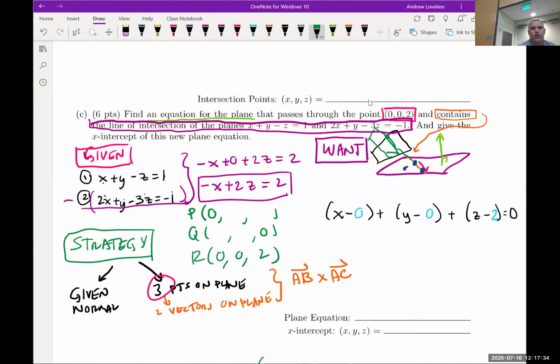Okay, so let's find those points. So if x is 0, what do we get for z? We get 2z equals 2. So z is 1. And then you go back to either one of these. If x is 0 and z is 1, you should get the same y. So I like to plug it into both to verify. So I'm going to get 0 plus y minus 1 is 1. That gives me y is 2. And the other one gives me 0 plus y minus 3 is negative 1. That also gives me y is 2.